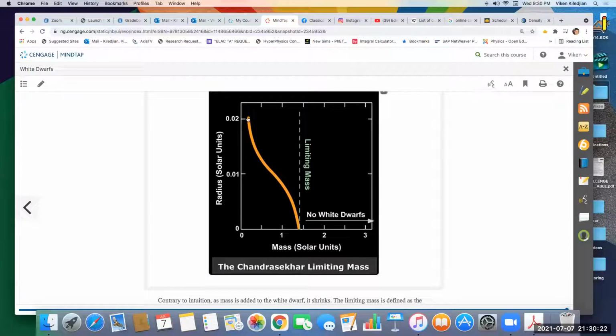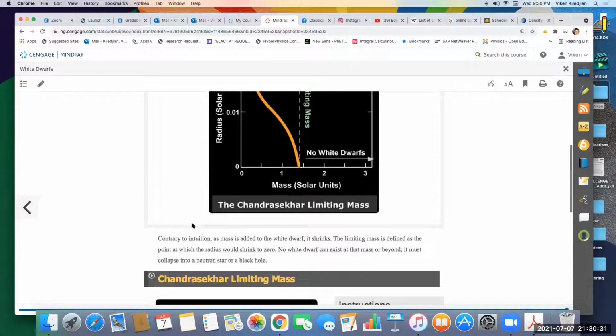So the lighter the white dwarf, the bigger the radius. You see, at 0.02 solar masses. So contrary to intuition, as mass is added to the white dwarf, it shrinks. The limiting mass is defined as the point at which the radius would shrink to zero. No white dwarf can exist at that mass or beyond. And therefore it must collapse to become a neutron star or a black hole.